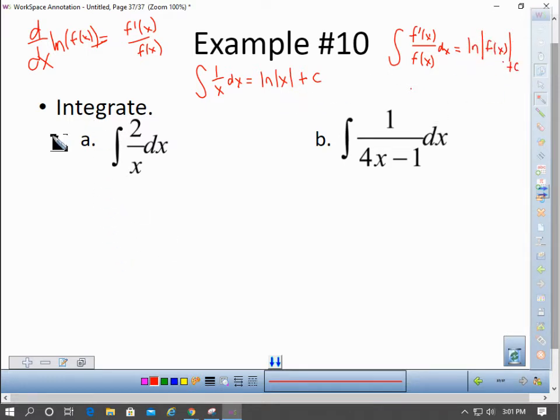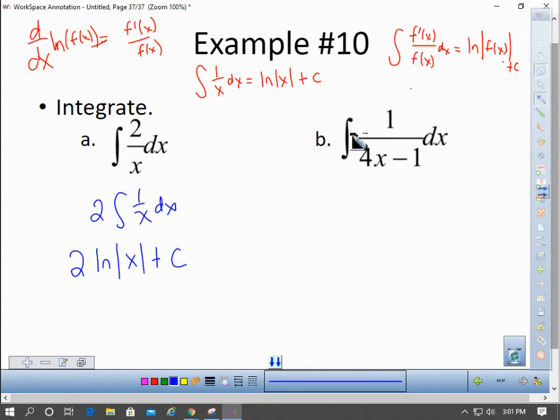All right, so let's integrate this problem. When I'm looking at this first problem here, I'm recognizing it as 1 over x, but it's been doubled. So I could move the 2 out in front. So it's 2 times the integral of 1 over x dx, which means it's 2 times the natural log of the absolute value of x plus c.